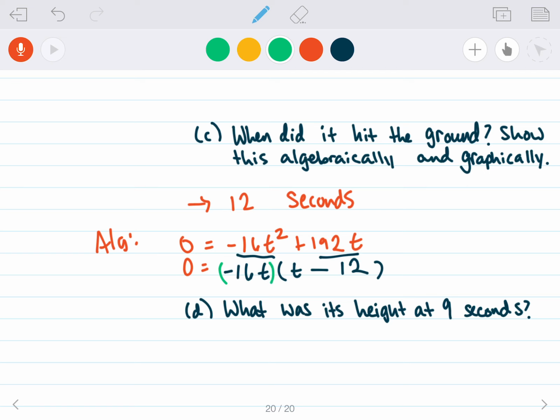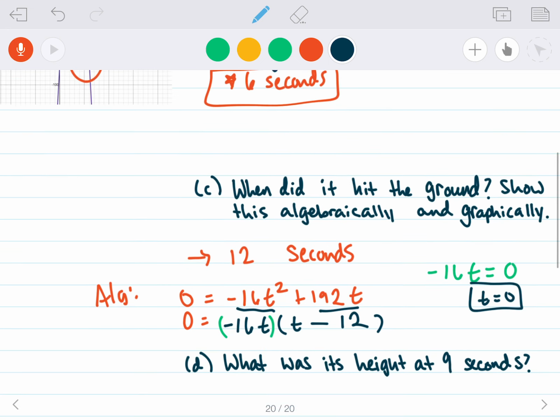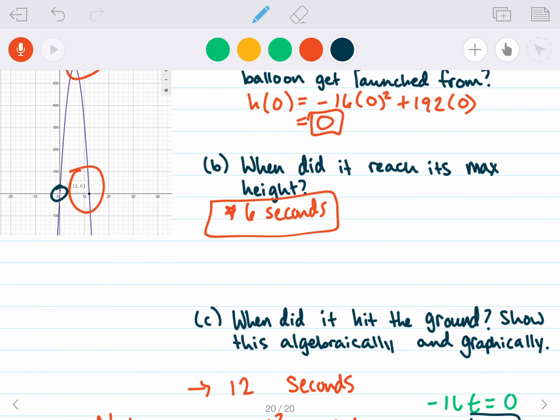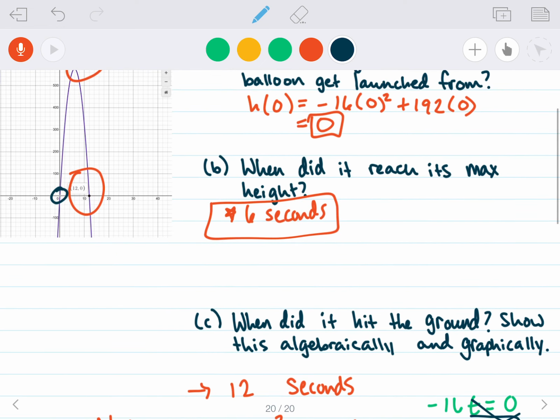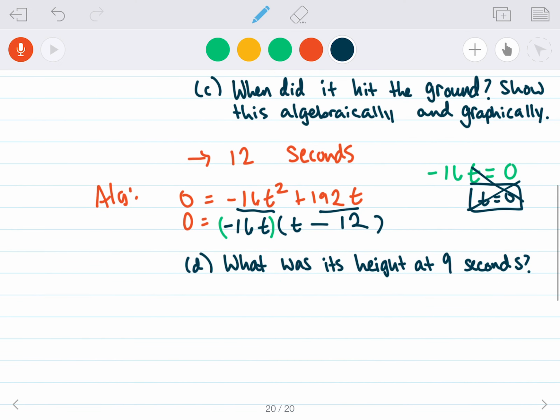So if I set this guy equal to 0, negative 16t equals 0. That's a factor, even though it's not in parentheses. Divide both sides by negative 16 and get t equals 0. Now it doesn't hit the ground there. It's launched from the ground, that corresponds to that little intercept right there. So we don't really need to include this in our answer because it doesn't hit the ground there. What it's talking about is this guy right here, and I get that guy by setting this other factor equal to 0 and getting t equals 12. So that's how we find that algebraically.